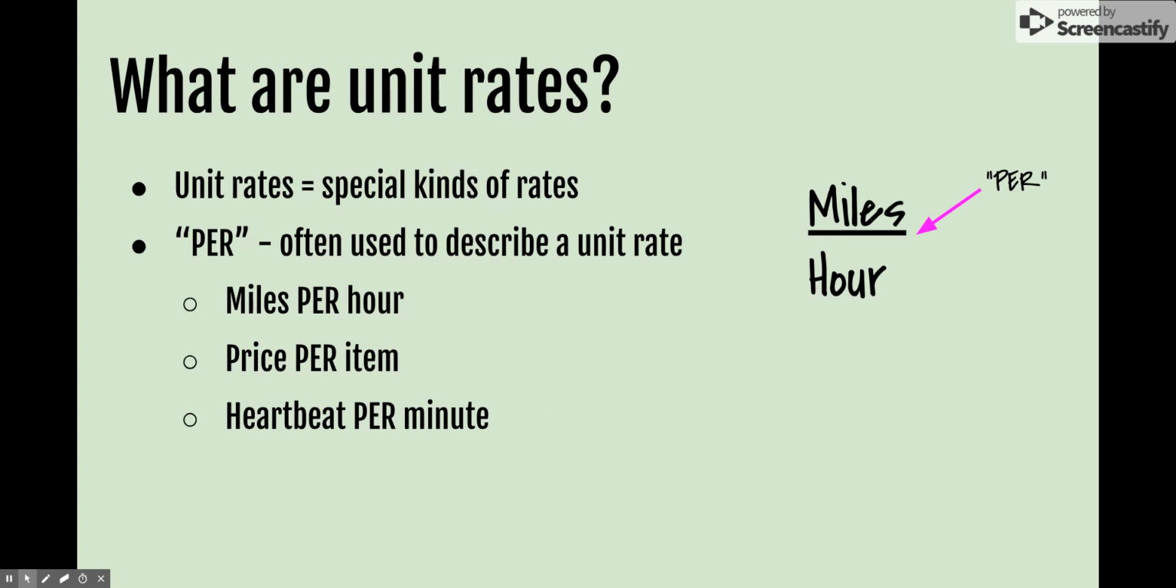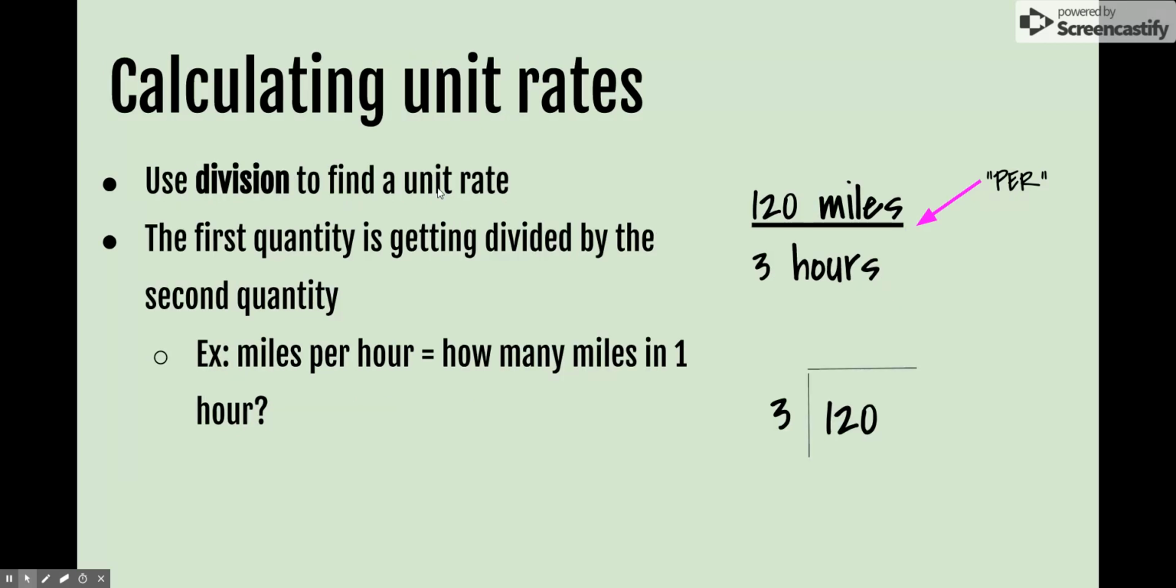When we set it up, oftentimes we're going to use a fraction to represent a unit rate. Looking at the first example, miles per hour: the first quantity is miles, so that's going in the numerator. Then per, let's imagine as this fraction bar right here. It's saying miles per hour, miles divided by hours. Hour is going in the denominator. And remember, this fraction bar means divide. So if we look at this example, we would find a unit rate by using division.